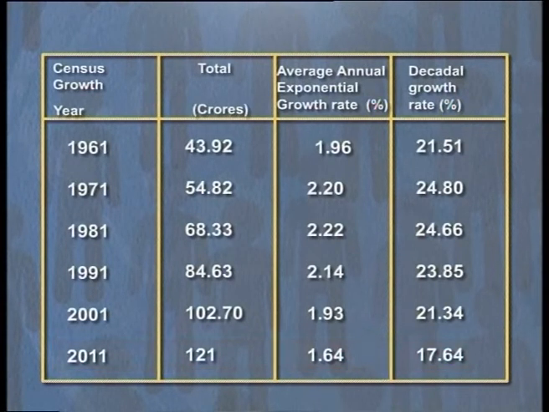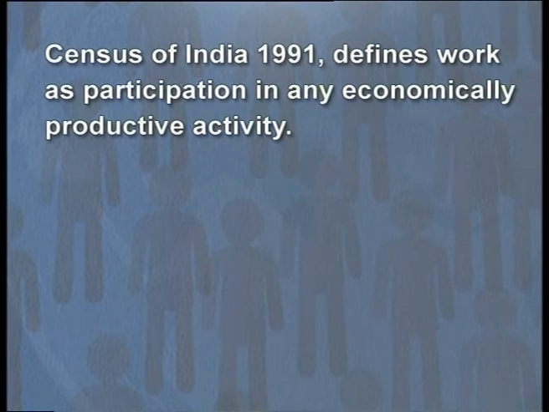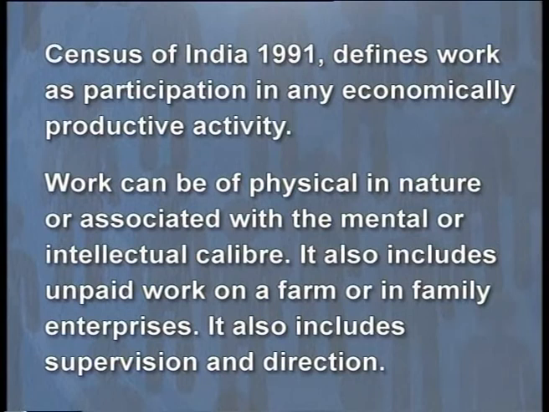17.64%. Before analyzing the occupational structure and aging population, let us understand some basic concepts related to work, workers, and work participation rate, especially in the context of Indian economy. Census of India 1991 defines work as participation in any economically productive activity. In general, it means the work can be of physical in nature or associated with mental or intellectual caliber. It also includes unpaid work on a farm or in a family enterprise.